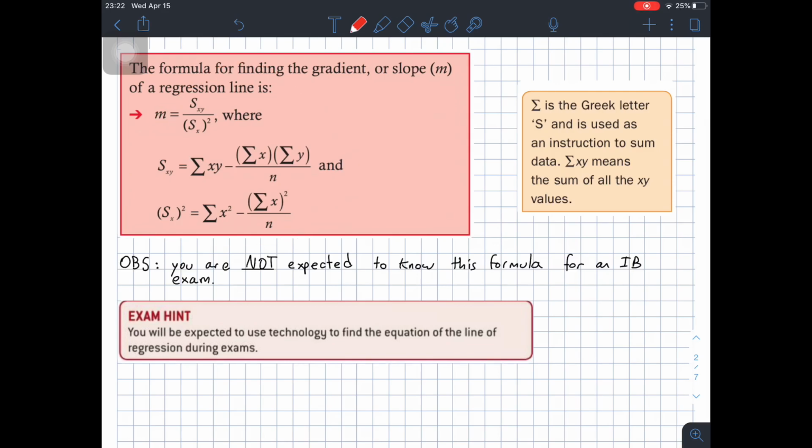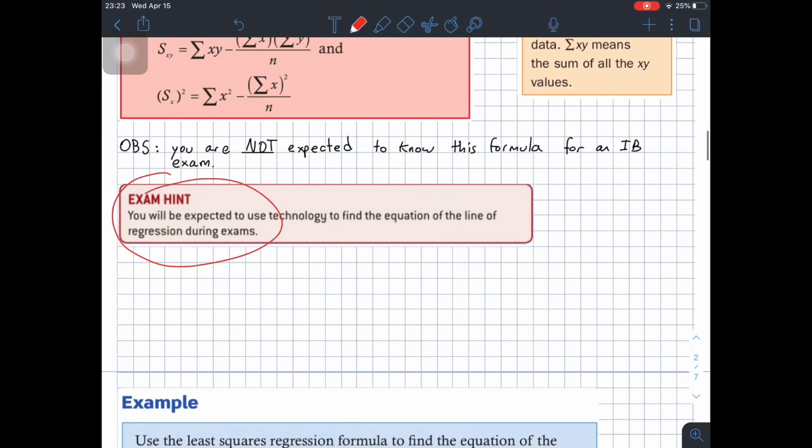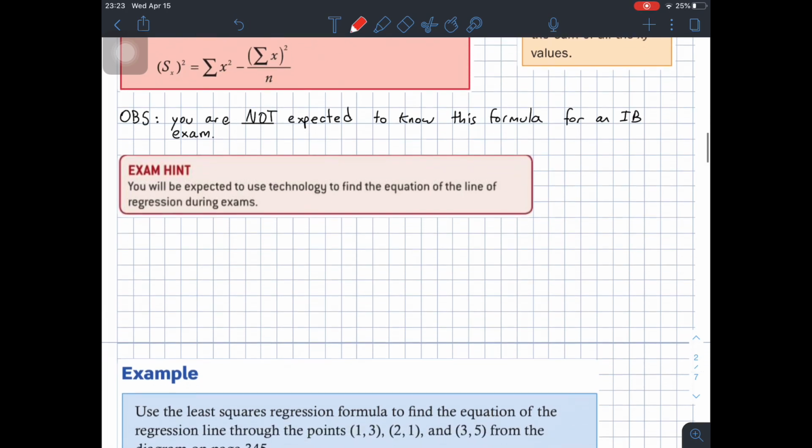I'm just going to show you one example, only one, just for you to understand how this formula works for the future, okay? Then, exam hint. You will be expected to use technology to find the equation of the line of regression during exams, which is what I just told you.